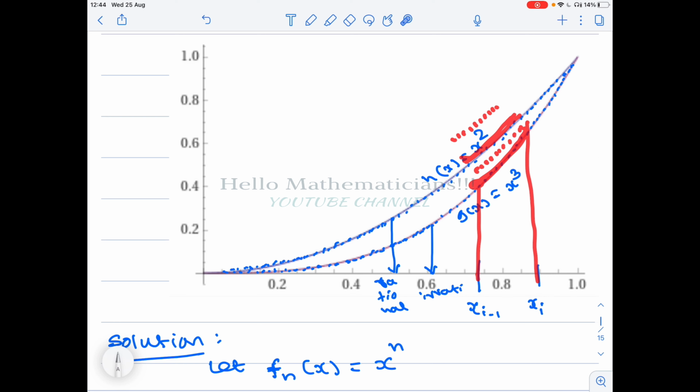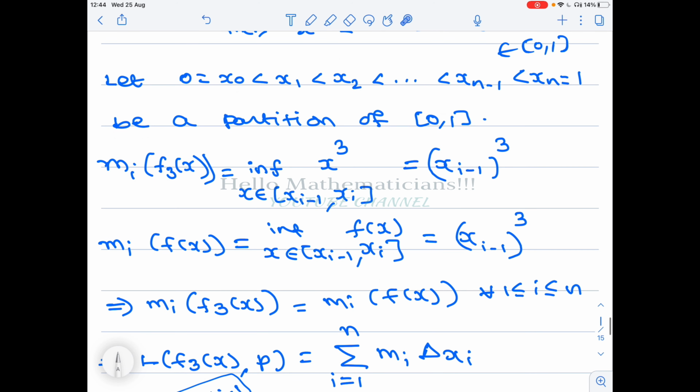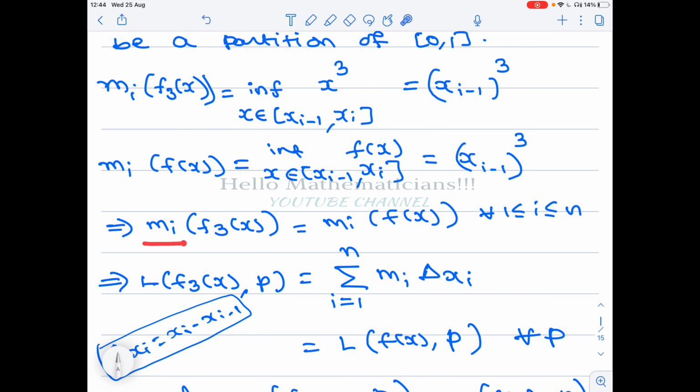Then the minimum is precisely attained at xi minus 1 for the graph x cube, because x square is greater than or equal to x cube in the closed interval 0 comma 1. So we conclude that small mi of f of x is again equal to xi minus 1 whole cube. So we get small mi of f3 of x equal to small mi of f of x.